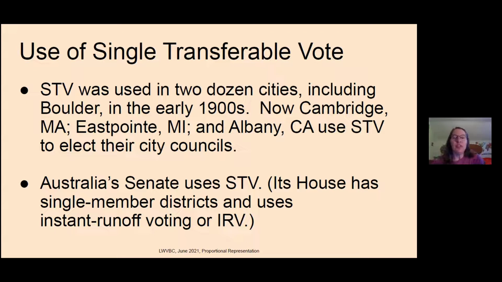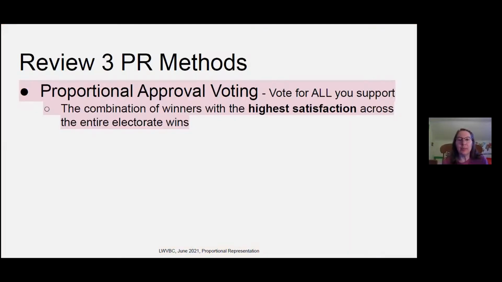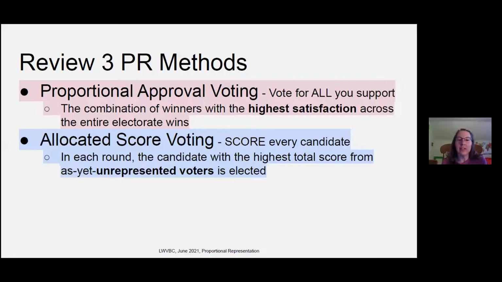A short review of these three methods. I don't expect you to be experts on these by any means. With proportional approval voting, you get to vote for all the candidates you support, and the combination of winners with the highest satisfaction across the entire electorate wins. With allocated score voting, you score every candidate and you allocate scores based on which voters are more represented in each round until hopefully everybody gets some representation.